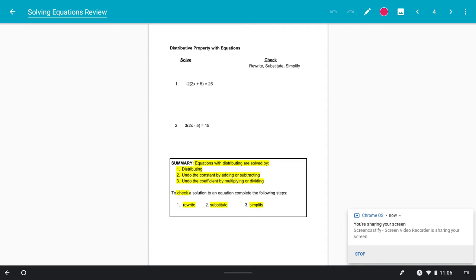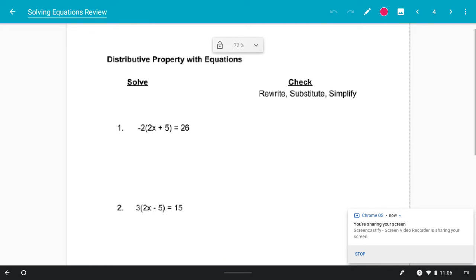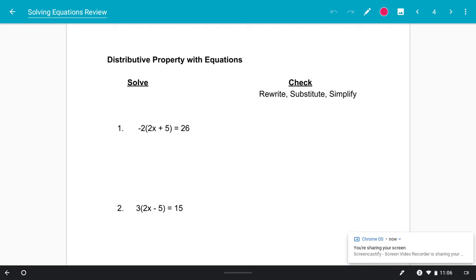In this video, we're going to review solving equations with the distributive property. So if you remember, the distributive property means that we're going to send something to multiple terms within the parentheses using multiplication. Okay, so for our first example here, we are going to solve -2 times the whole quantity, open parentheses, 2x plus 5, close parentheses, is equal to 26.